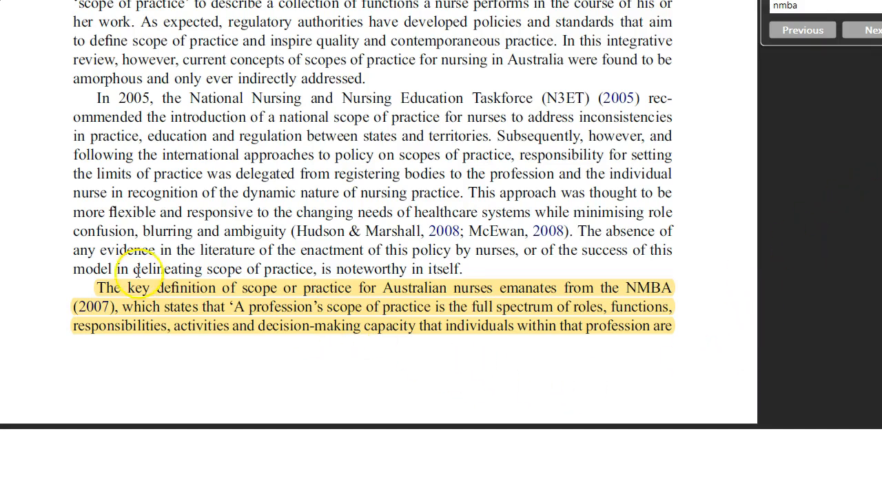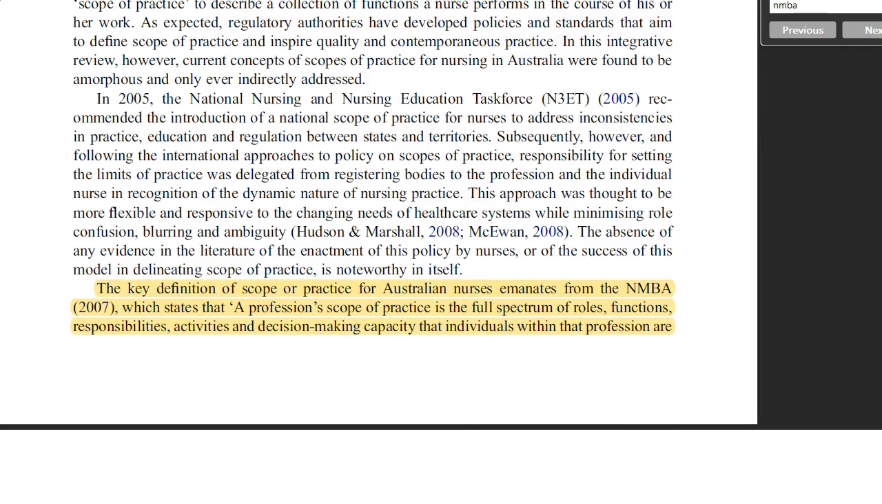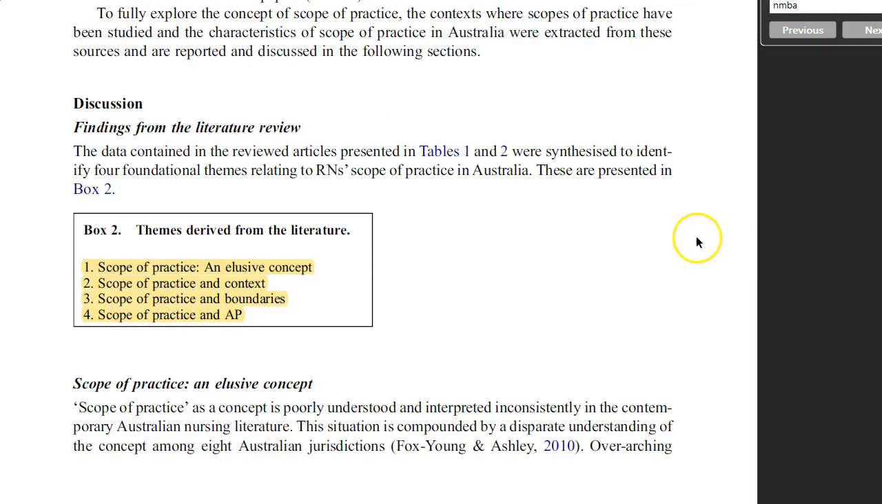So the first part is they need to find that section and then they need to have a really good discussion about what's involved in it. So that's really the point of it. The rest of the paper talks about these themes here. So how scope of practice is very difficult to define and put into a parameter.